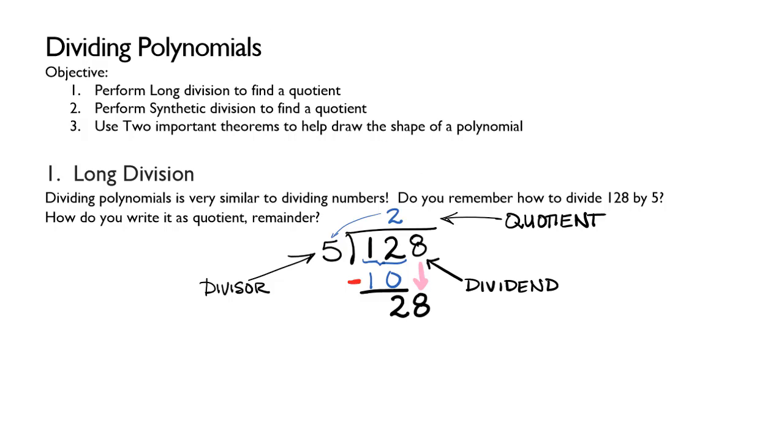5 will not go into 2, but 5 will go into 28. 5 times 5 is 25, multiplying the 5 to the 5 out front. And then we find the difference. 28 minus 25 is 3. This number is smaller than 5. And we have no more numbers to drop down unless we went into decimals. We're not doing that in this section. So this is called our remainder.